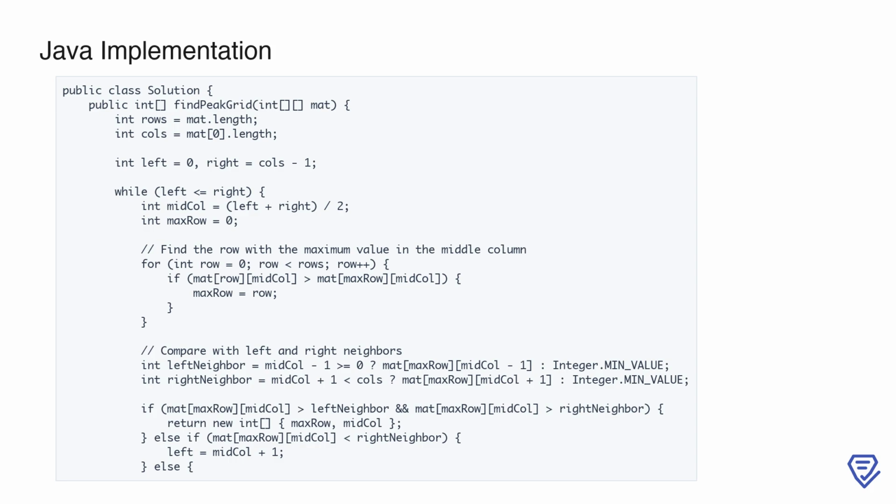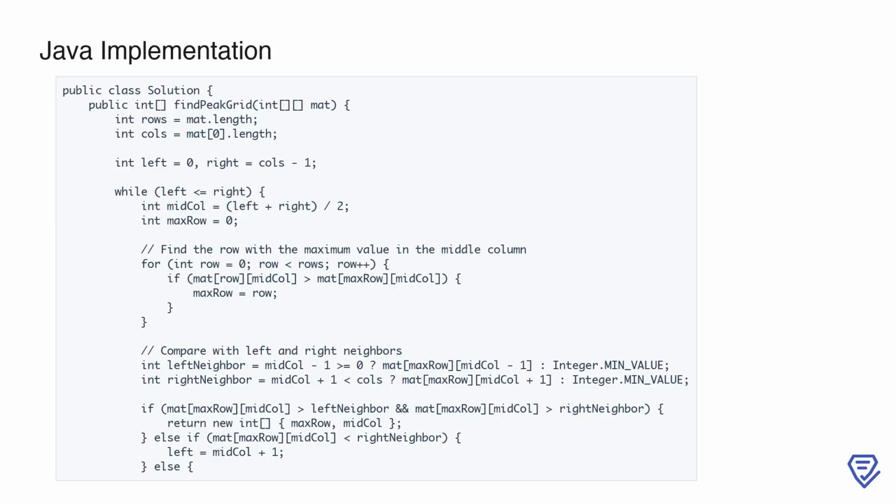After identifying the row with the maximum value in the middle column, we compare this value to its neighbors, specifically the values in the left and right columns, if they exist. The left neighbor is checked using midCol - 1, and the right neighbor is checked with midCol + 1. If the current value is greater than both neighbors, it means we have found a peak, and we return its coordinates as an array containing maxRow and midCol.